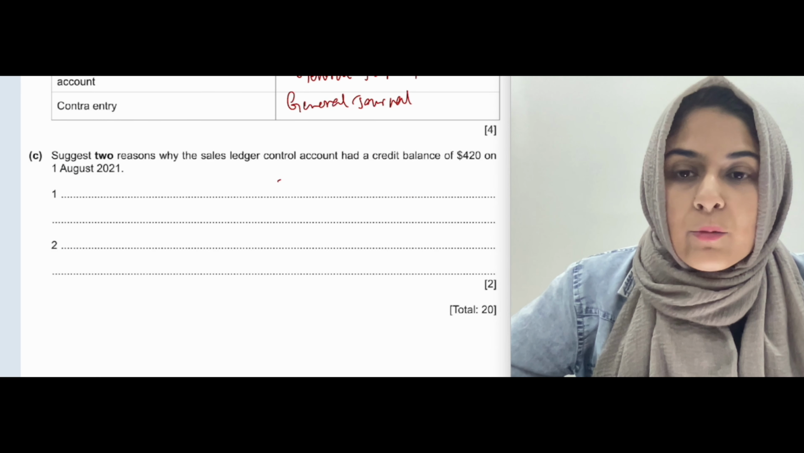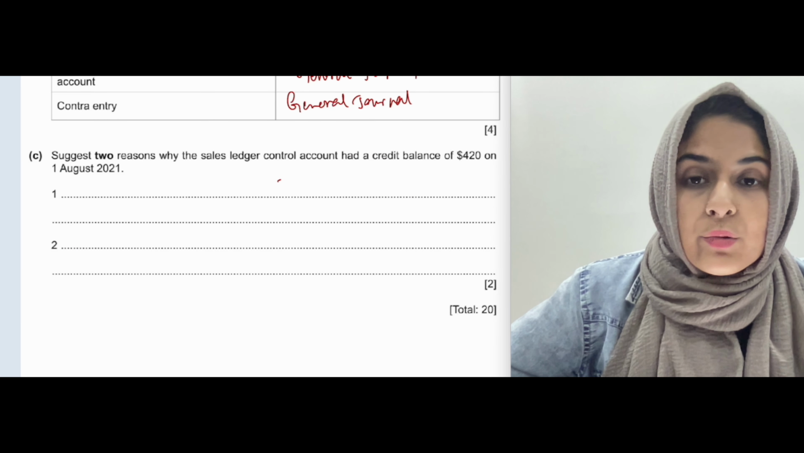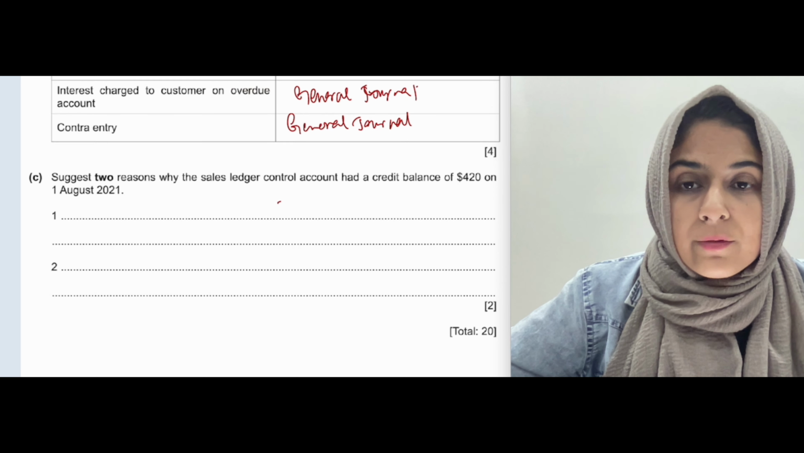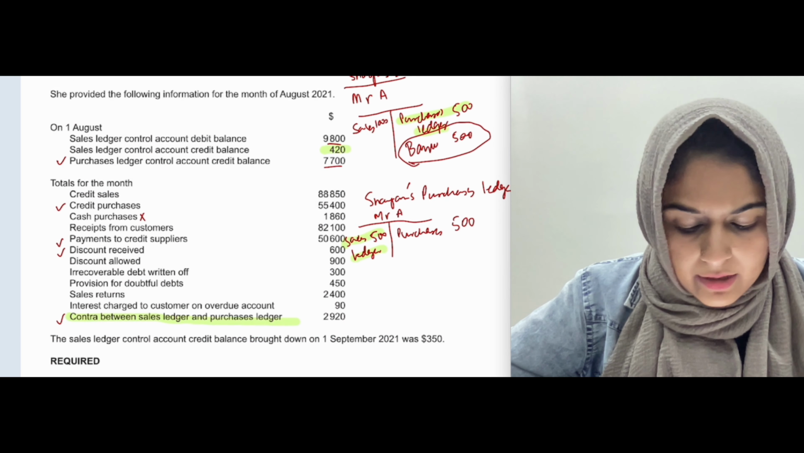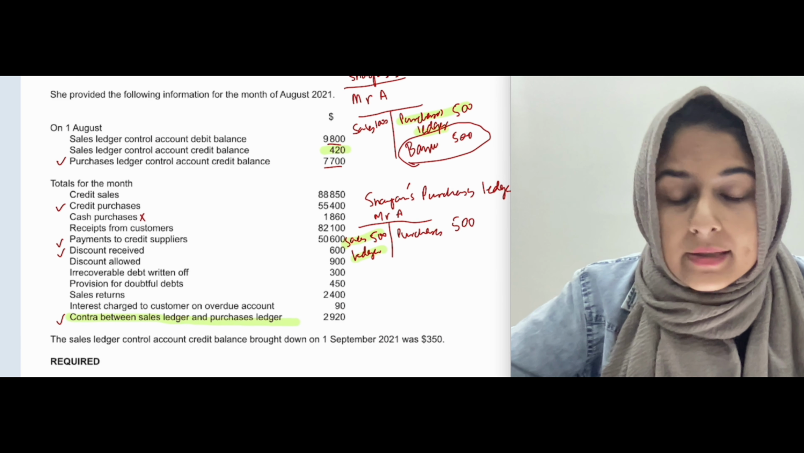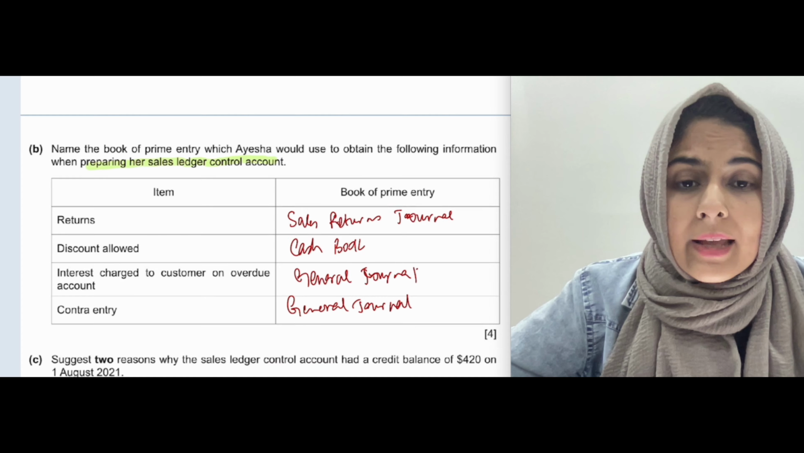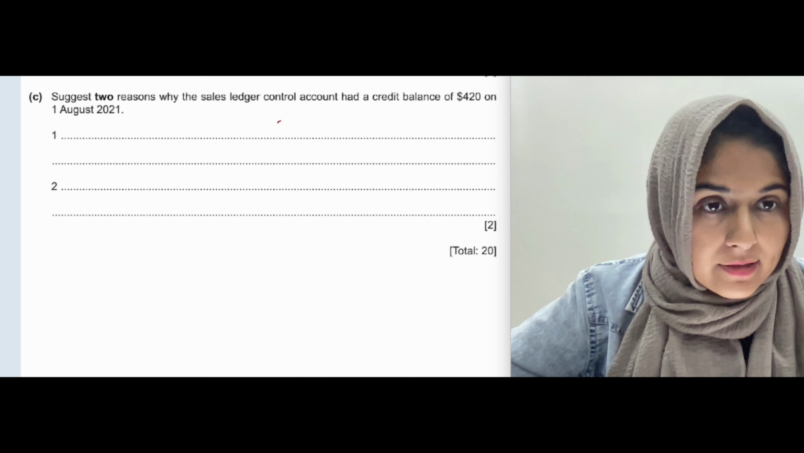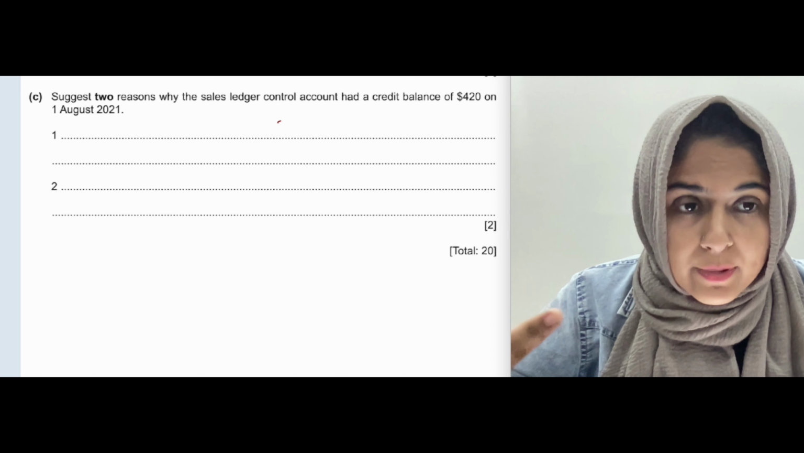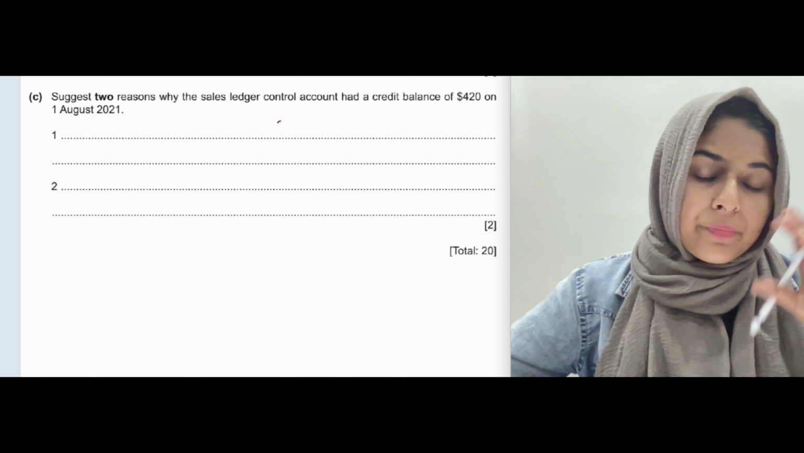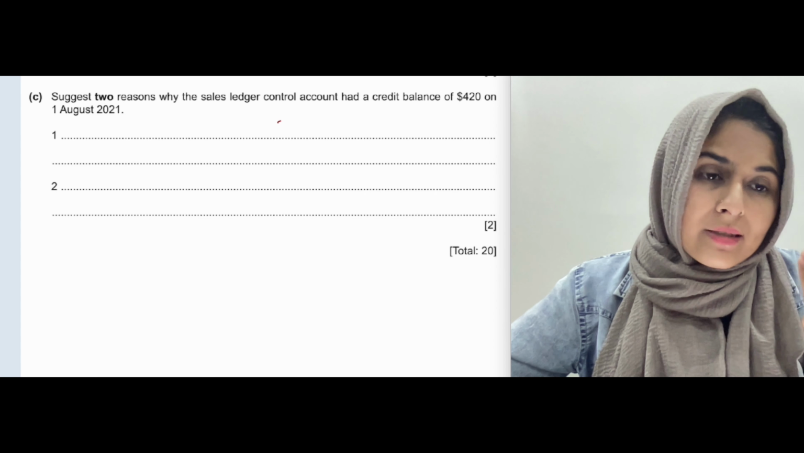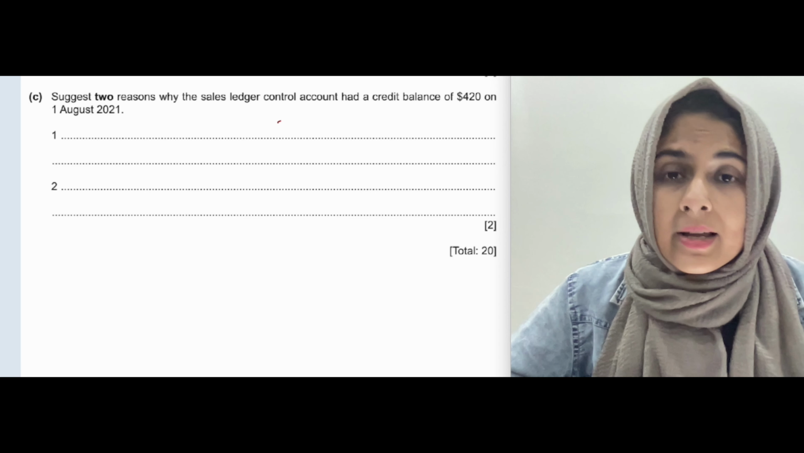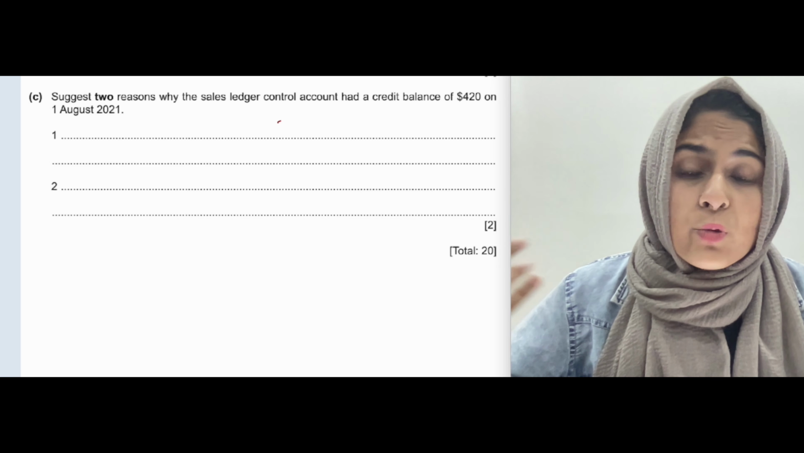Okay, part C of the same question says that suggest 2 reasons why the sales ledger control account had a credit balance of $420 on 1st August 2021. So if you look here, यहाँ पे एक credit balance था sales ledger control account में, और वो क्यों है? It's like sales ledger control account is a total of trade receivable account, और total of trade receivable account is an asset account. तो एसेट का बैलेंस बड़ा डाउन तो डेबिट साइड पे आता है. But why is the credit balance, why is there a small credit balance in the sales ledger control account? Also this is called a minority balance. So minority balance क्यों होता है, क्यों उसको क्रेडिट साइड पे आता है?